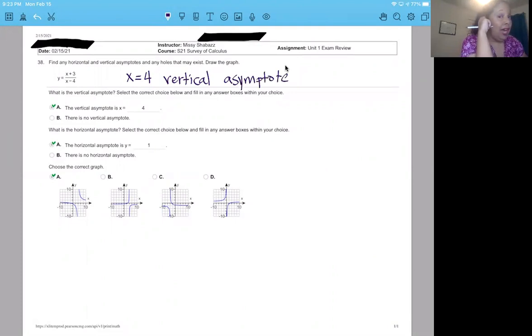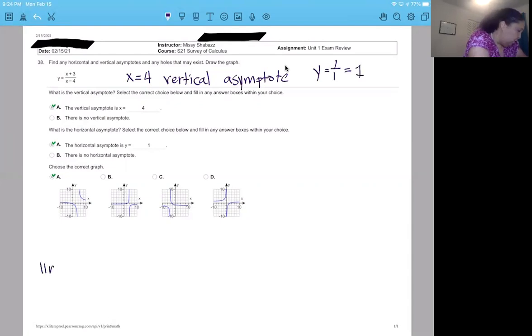All right, for my horizontal asymptote, it's leading coefficient over leading coefficient. So that would be if the degrees are the same, and that's what I have, the degrees are the same. So it would be 1 over 1, which equals 1.